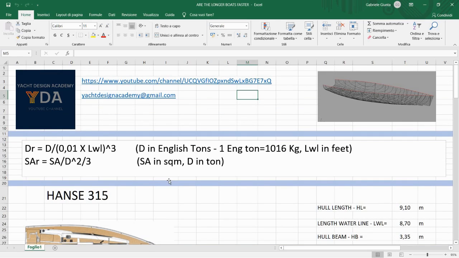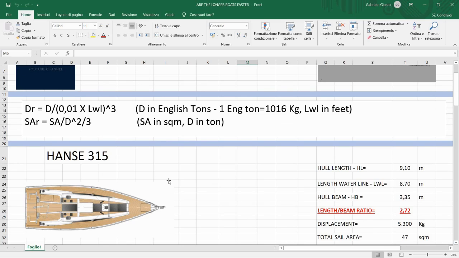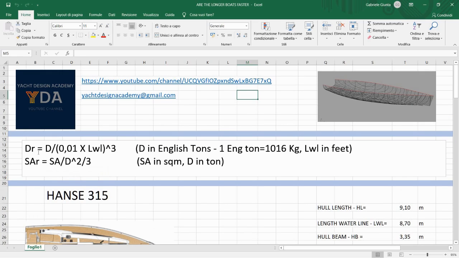But to compare different boats with different dimensions, we have to introduce the relative displacement. The displacement compared to the length of the boat, to the length water line to be precise. So the relative displacement is the displacement of the boat divided by 0.01 times the length water line of the boat to the power of 3.